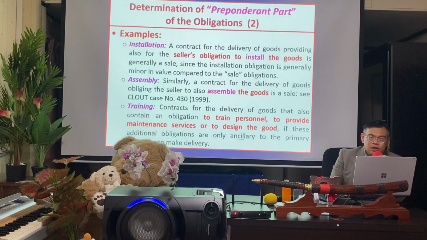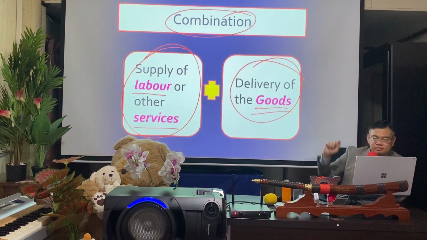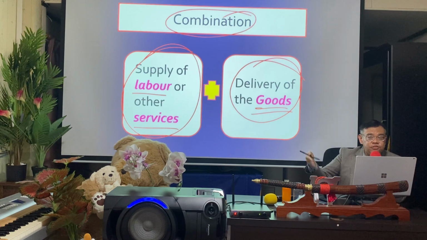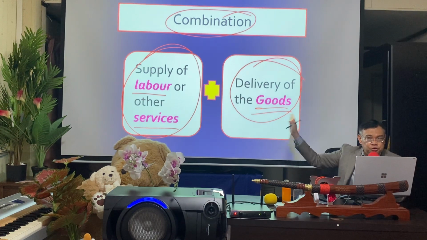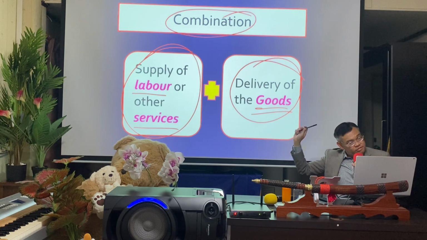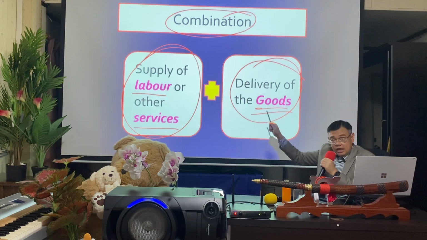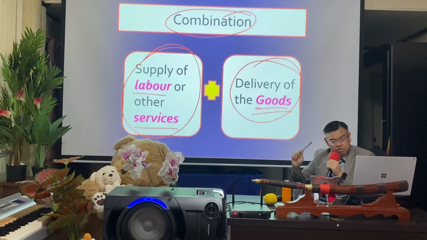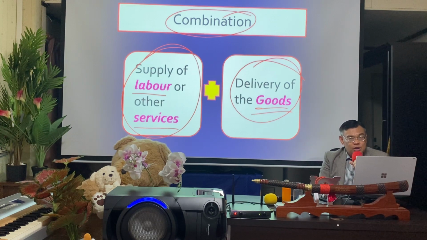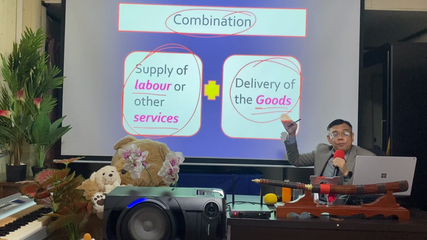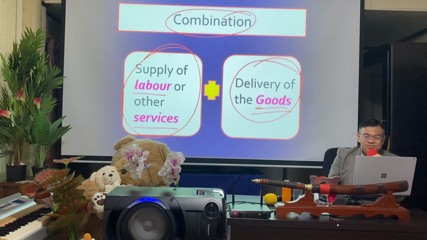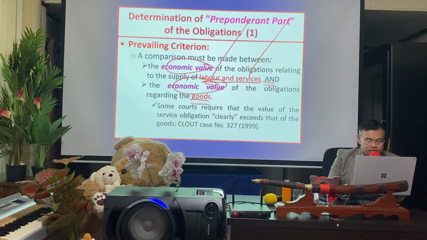I think that we have a lot of examples which involve the combination between the provision of labor or services and the delivery of the goods. Again, back to this slide. If we have a contract which is concerned with the combination between the two, i.e. the supply of labor or services and the delivery of the goods, we will have to compare the economic value between the two. Which one is larger? Which one represents, to use the language of the CISG, the preponderant part? All right. Now let's have a look at some examples.